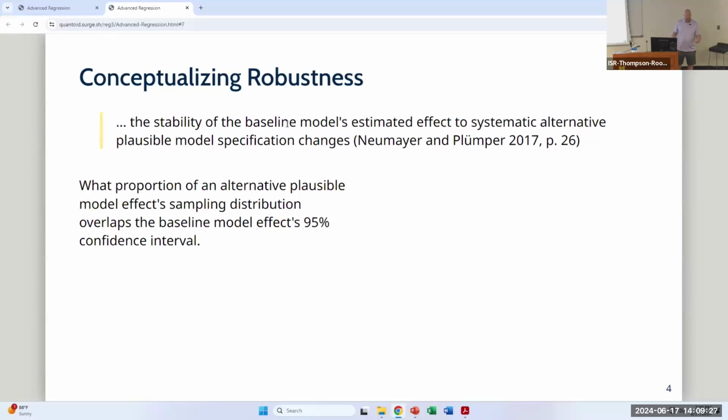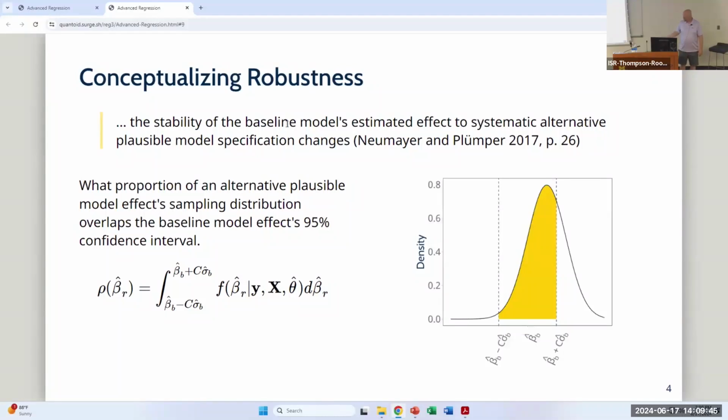When Neumayer and Plümper talk about stability, what they're really talking about is the proportion of a robustness result's effect that is in the 95% confidence interval of a baseline model's effect. In math, it looks like this, which maybe looks kind of scary. But really all we're trying to do is figure out between 2 bounds how much of a distribution falls in between them. And luckily for us, most of the time the functional form of the distributions is already known. Usually it's normal for the things that we're talking about. And so that complicated equation is actually pretty easy for us to solve with software.